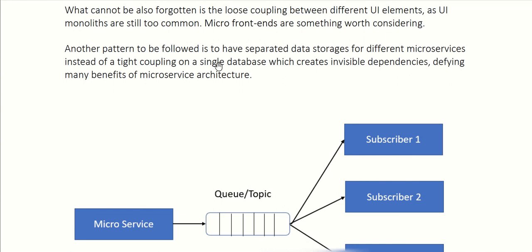Another pattern to be followed is to have separate data storages for different microservices instead of a tight coupling on a single database, which creates invisible dependencies, defying many benefits of the microservices architecture. So be careful whenever you design a microservice: always try to keep that microservice in a different repository and maintain a different database for it. Do not make your microservice interact with a common database. It's a bad practice, guys.